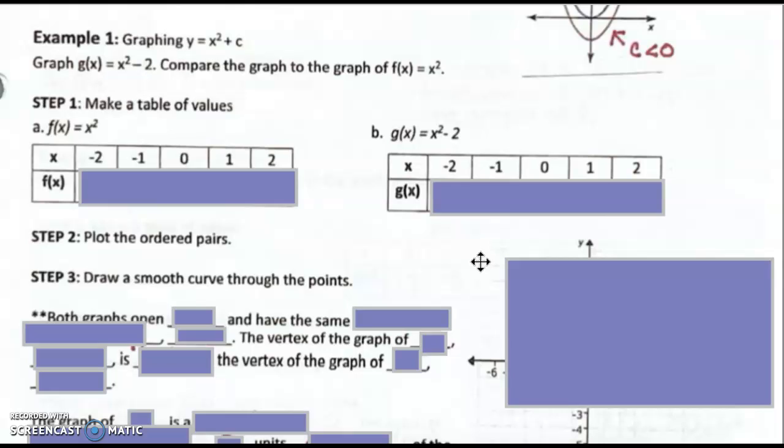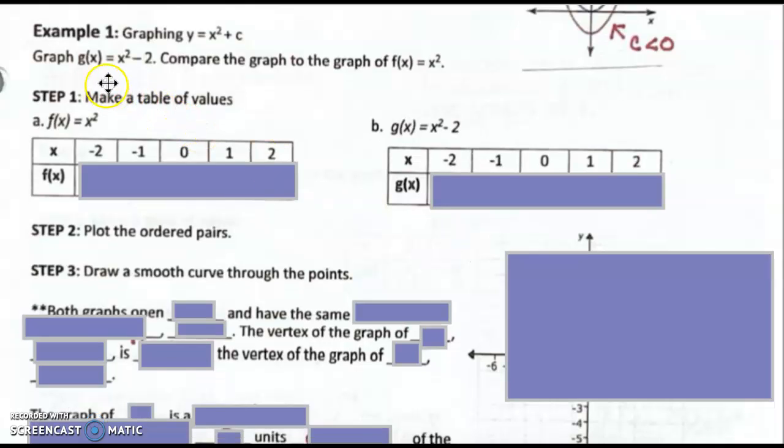Okay, so for example 1, we're going to graph g of x equals x squared minus 2 and compare it to the parent function, x squared. So we're going to make a table of values. The first table is for just x squared. That's the graph that you always make, so you should know those points by heart now. Even if you don't, you can put them in your calculator, not a big deal. So those are 4, 1, 0, 1, 4.